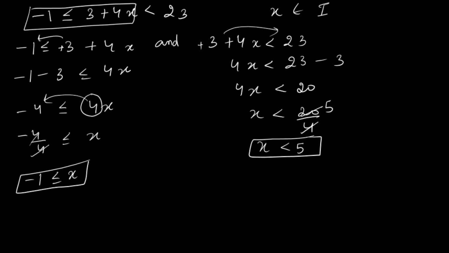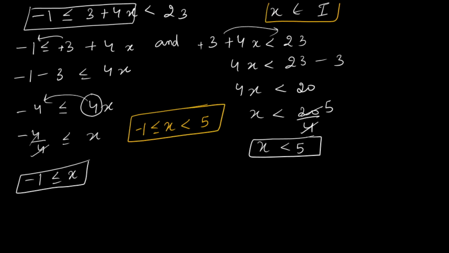On combining both, we'll get x is less than 5 and greater than or equal to -1. Okay, what will be the solution set? Because x belongs to integers, what is the solution set of this one? So x is equal to -1, 0, 1, 2, 3, 4. Because x belongs to integers, we have to write the solution set.